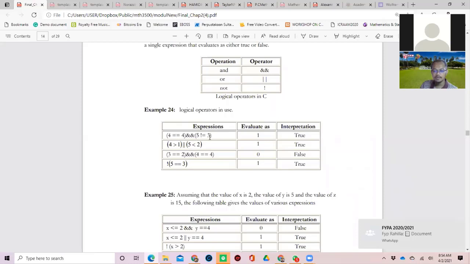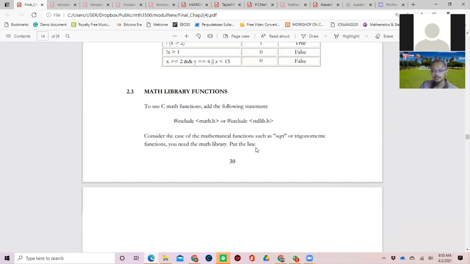So now the result: 4 equal to 4 is 1. 5 not equal to 3 is 1. Yes and yes, the result is yes, true, 1. Okay, 4 greater than 1, yes. 5 less than 2, no. 1 or no, 0. 1 or 0 is 1. There is a logical table below, I think, further down.